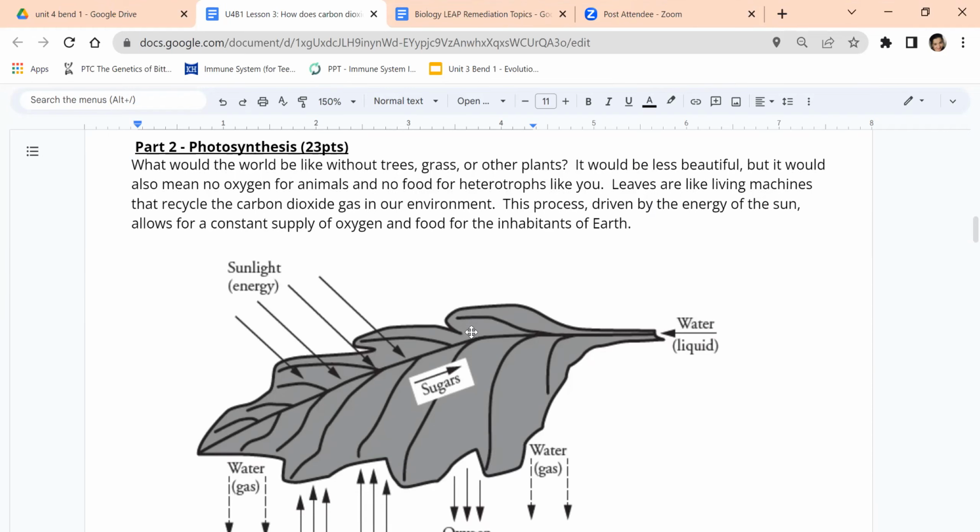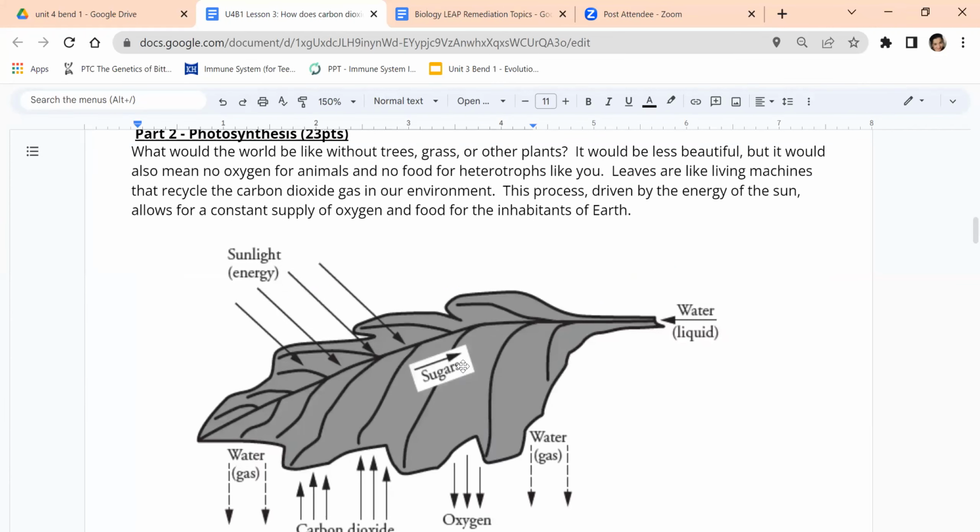So think about, what would the world be like without trees, grass, or other plants? It would certainly be less beautiful, but it would also mean no oxygen for animals and no food for heterotrophs like us. And so all animals are heterotrophs, and plants are called autotrophs. Autotroph means it can make its own food, but a heterotroph relies on other organisms in order to get food.